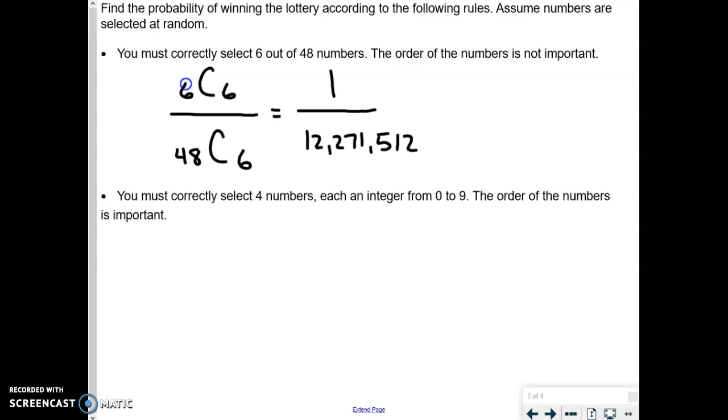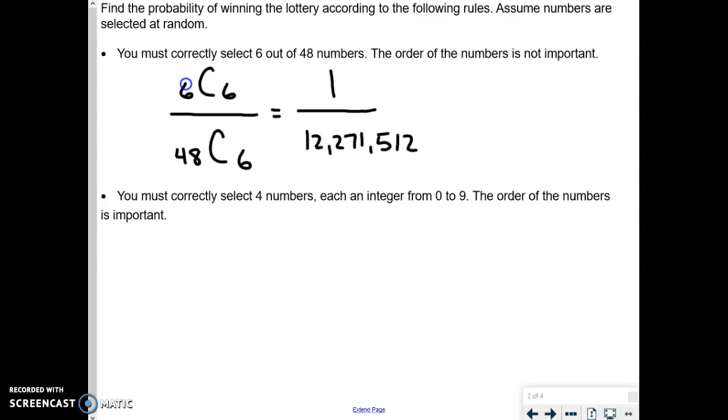So what's the likelihood that you'd win that lottery? Not very good, but it does show you that as the number of total outcomes increases, your probability does decrease a little bit. Now the next one, it says you must correctly select 4 numbers and each integer is from 0 to 9. Order is important.